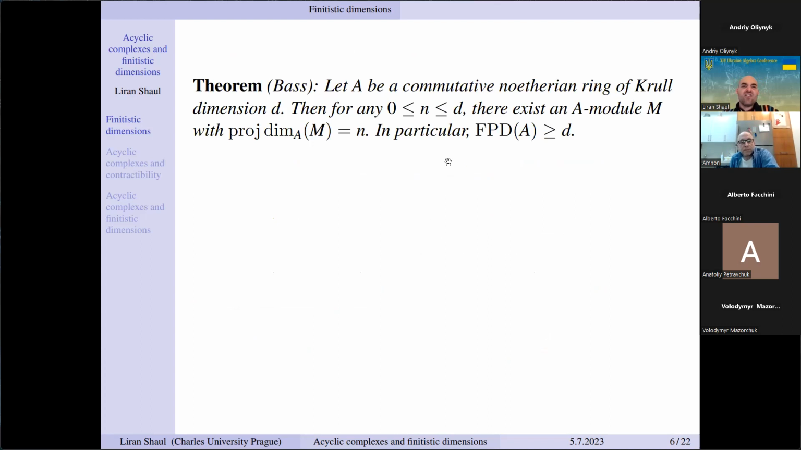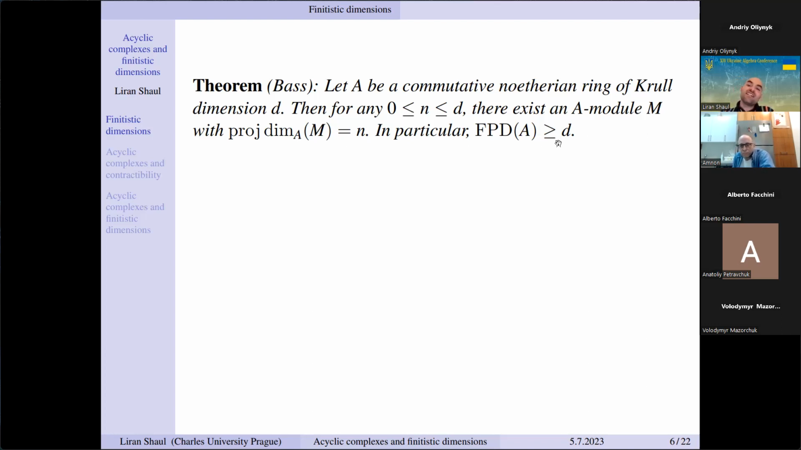First, already in 1960, Bass showed that if I have a commutative Noetherian ring and I take a number which is at most its Krull dimension, I can always find a module with this given projective dimension. So in particular, the finitistic dimension of a commutative Noetherian ring is always at least the Krull dimension.